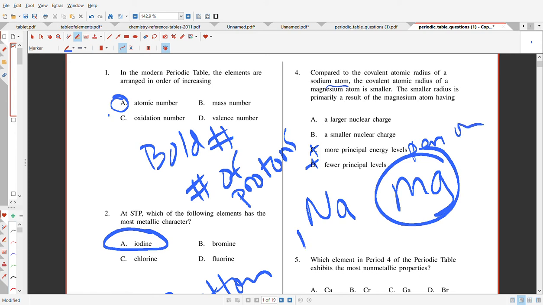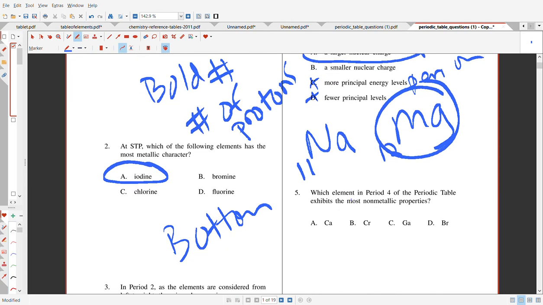But when you look up the atomic number, Mg has a larger nuclear charge, because you have to know nuclear charge means protons. Okay? Which element in period 4, so we're going across period 4, has the most non-metallic properties?